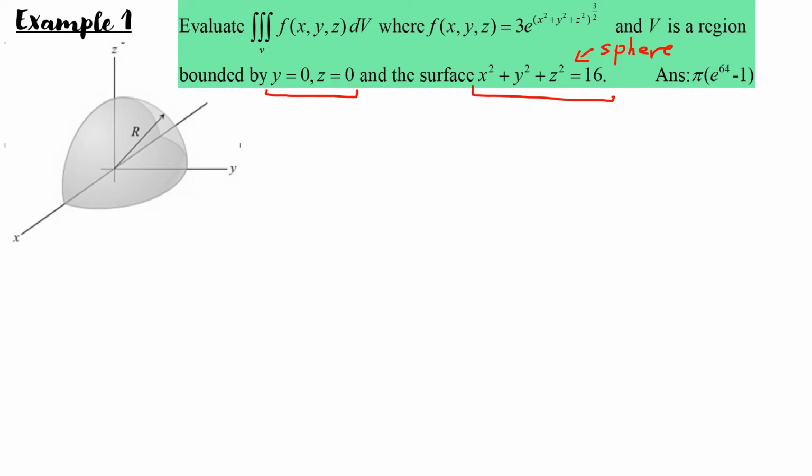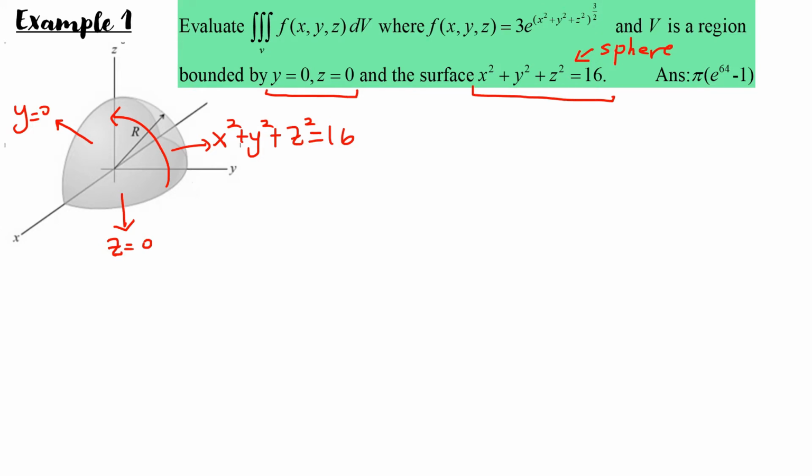Imagine you have a hemisphere, and you cut the hemisphere in half. Now you can see the bottom plane is z equal to 0, the plane at the back is y equal to 0, and the surface above is x squared plus y squared plus z squared equal to 16. We have three surfaces altogether. Now you are not going to integrate the surface, you're going to find the volume integral, so you're going to integrate the whole solid.